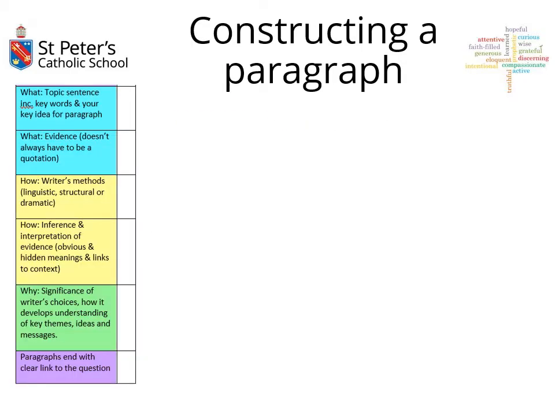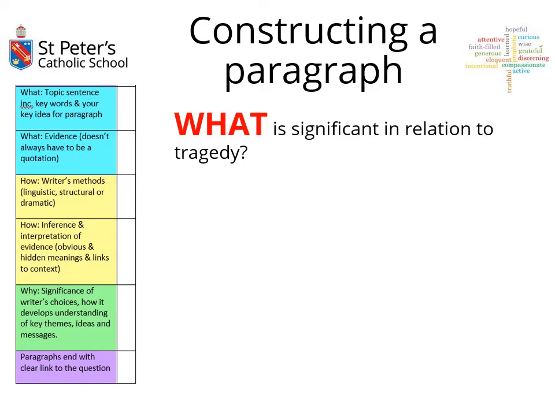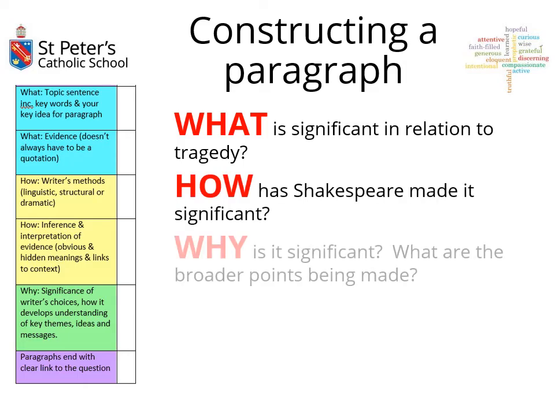Once you've done your overview, you then need to think about basically constructing a fairly straightforward exam paragraph, which is what is significant in relation to tragedy, how has Shakespeare made it significant, and why is it important. So what gives you your AO1 and your AO5, your argument, how is your methods and your context, and why is your context and your links to the tragedy as a whole. So by answering those 3 questions properly, you will be covering all the assessment objectives.